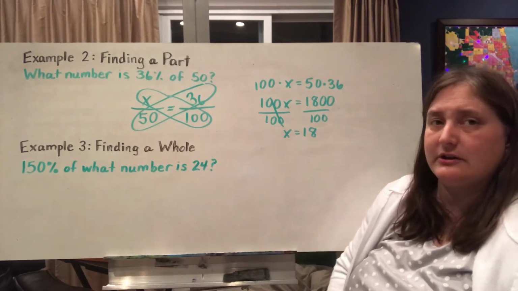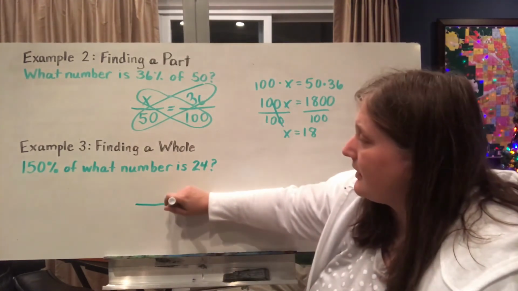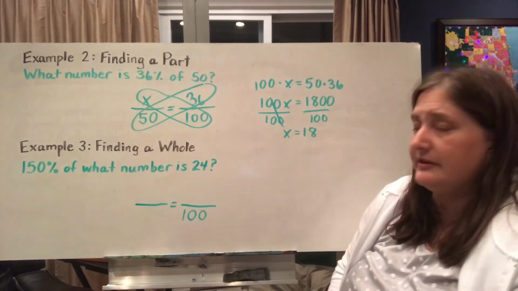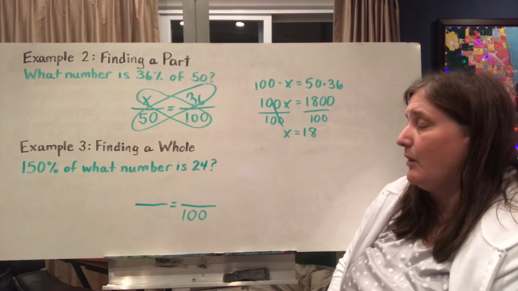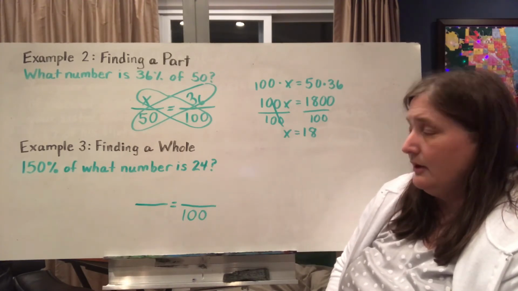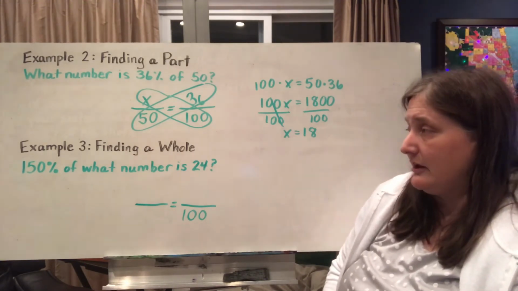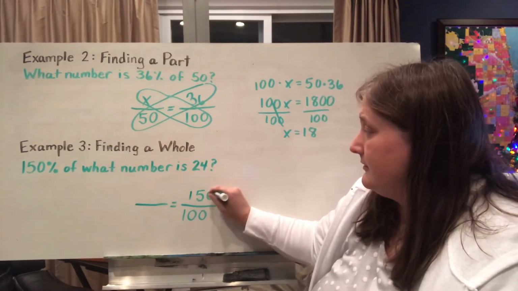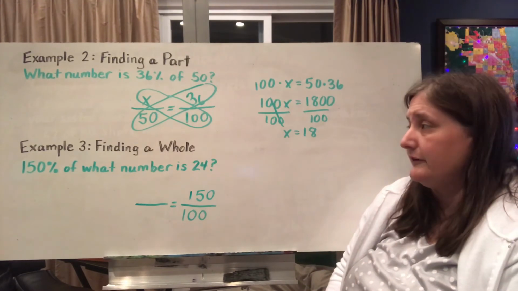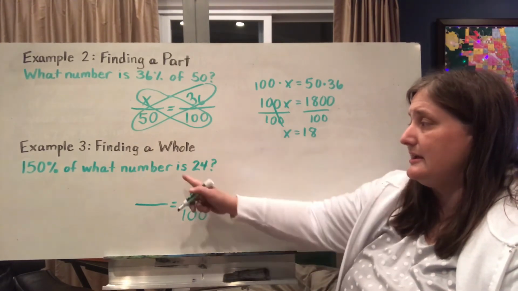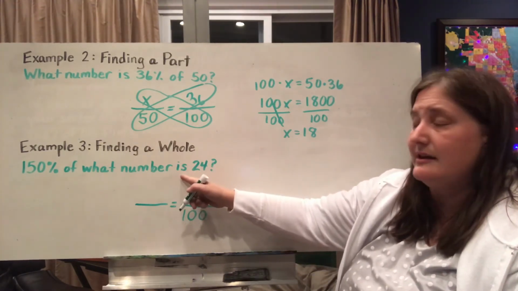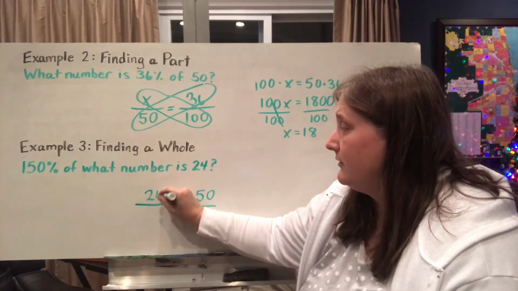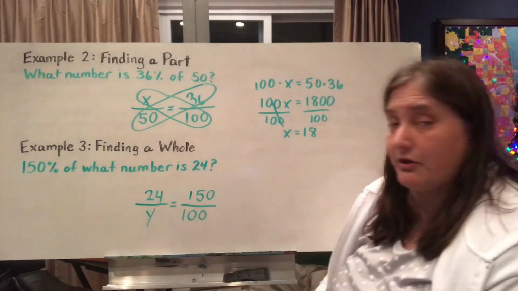Let's try one where we're finding the whole. So once again, I'll set up my proportion. It's always out of 100. This time they want 150% of what number is 24? Well, 150 represents my percentage. It has a percent sign, so it's always going to be out of 100. And they want to know 150% of what number is 24? This is telling me 24 is my part. So this time I'm missing the total or the whole.